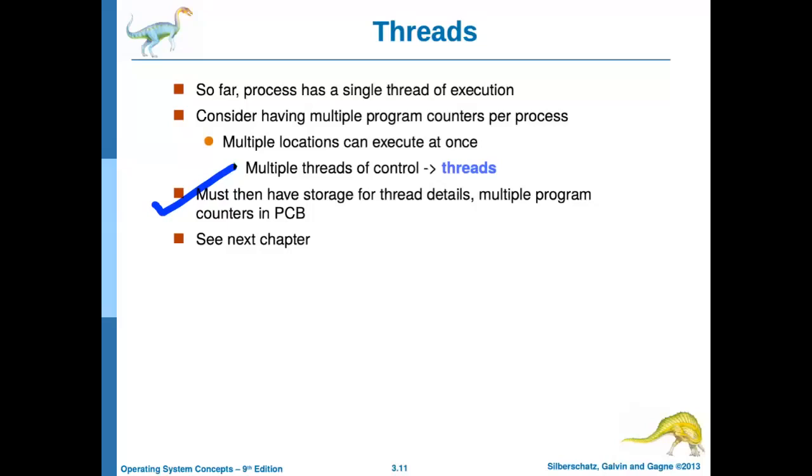But whenever your process has multiple threads, then we need to save multiple PCs, that is program counters, in the process control block. That is the requirement, because it is not single. Which thread is selected determines which program counter is used for the next instruction to execute. Okay, so that is a thread.